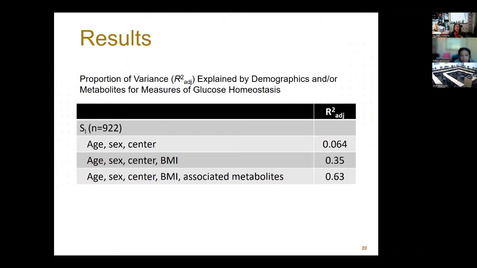So those metabolites really explain a significant proportion of the variability in insulin sensitivity. It does suggest that these demographic characteristics, minimally age, sex, and center, as well as BMI, when we couple them with metabolomics data, they could actually be used to estimate insulin sensitivity in additional populations, using as our model the results we see in the IRAS family study.